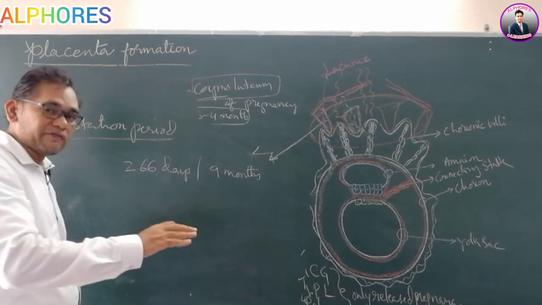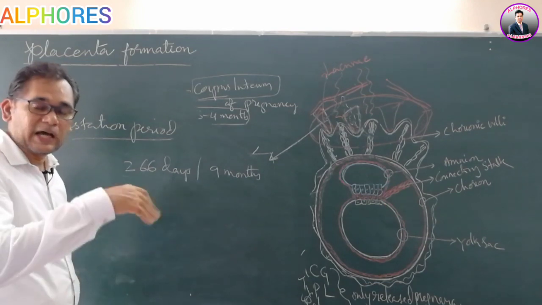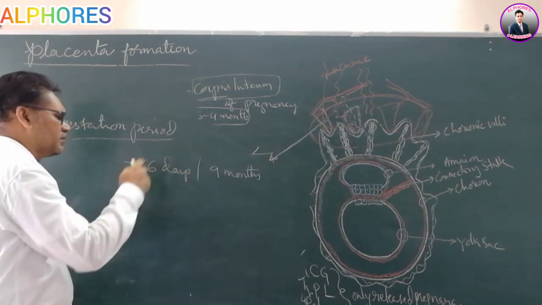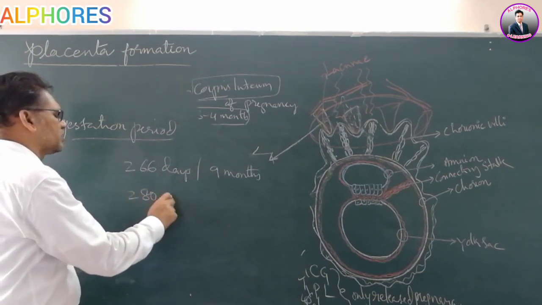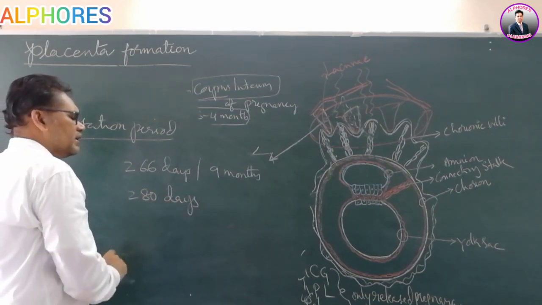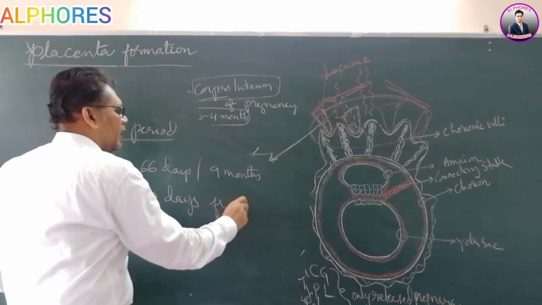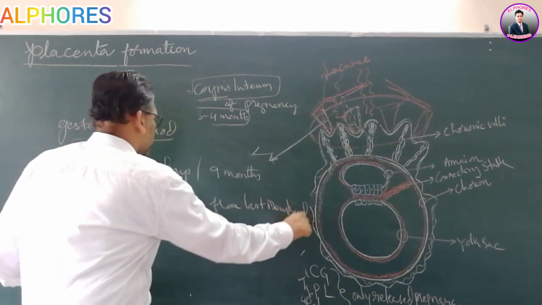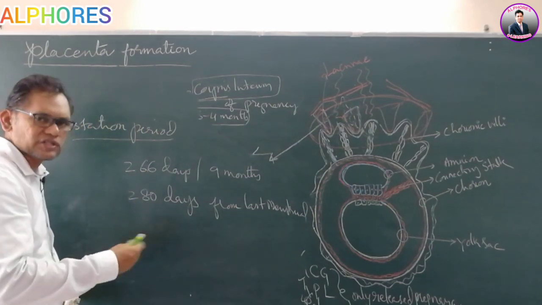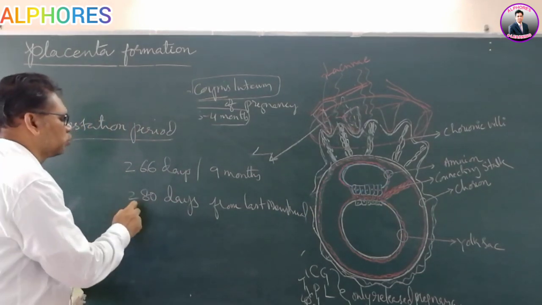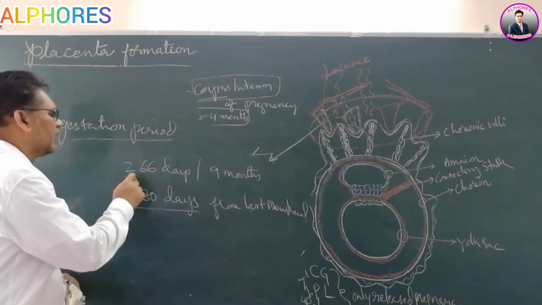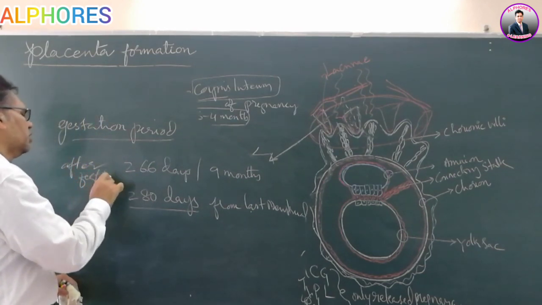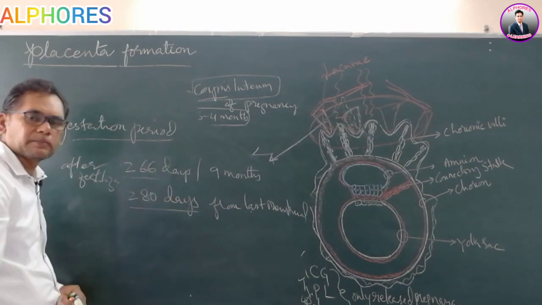Now this is after fertilization. If you consider the last menstrual cycle, this is 280 days from the last menstrual cycle. It means another 15 days. This is 280 days from the last menstrual cycle, or after fertilization it is 260 days or 9 months.